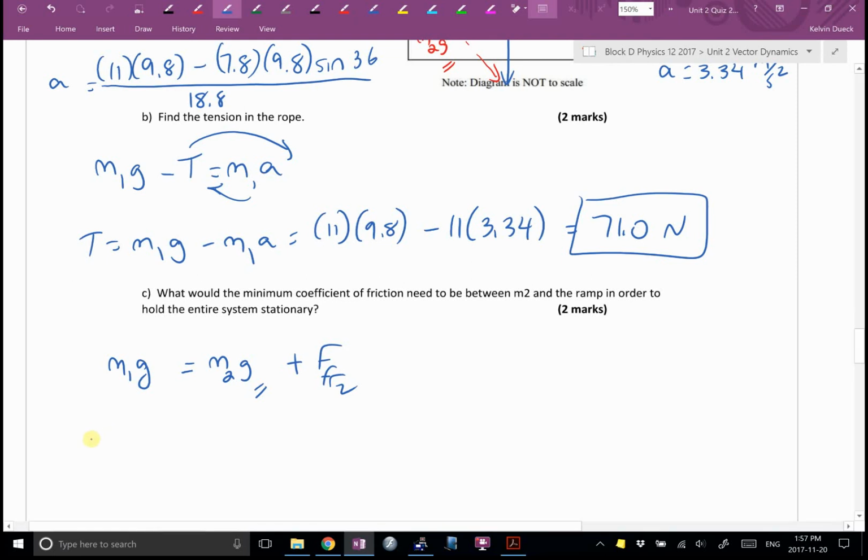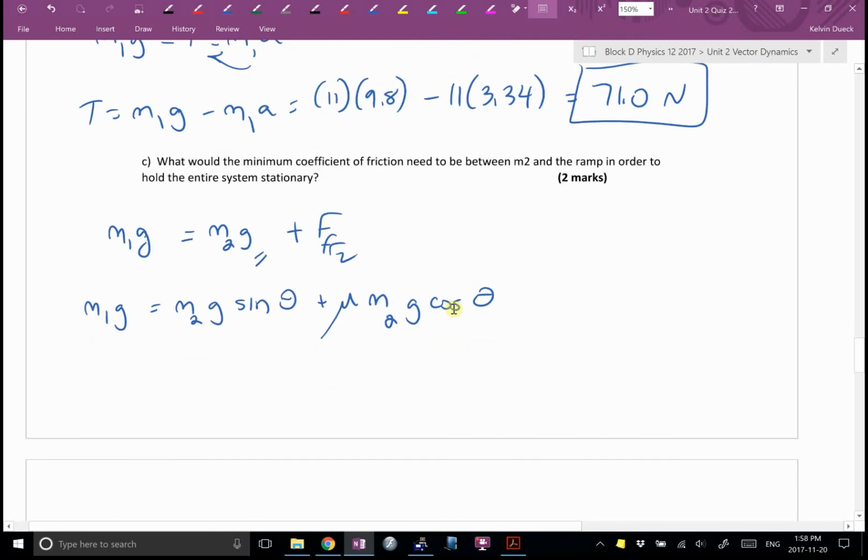So m1g is going to equal m2g sine theta plus mu m2g cos theta. And I guess now I need to get the mu by itself. Mu is going to be m1g minus m2g sine theta, and I think all divided by m2g cos theta. Is that right, folks? I think. Masses don't cancel here, sadly.